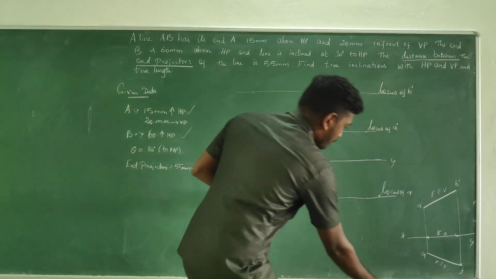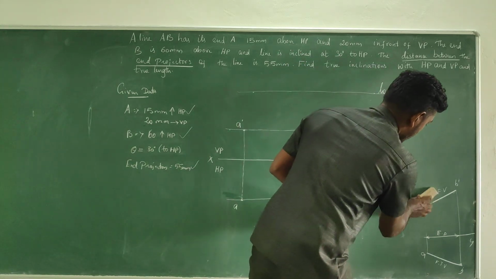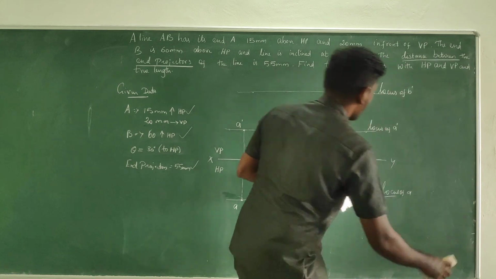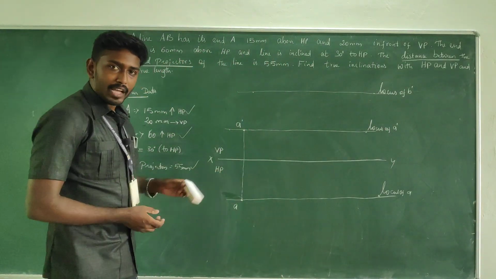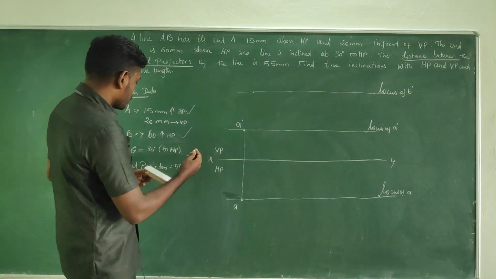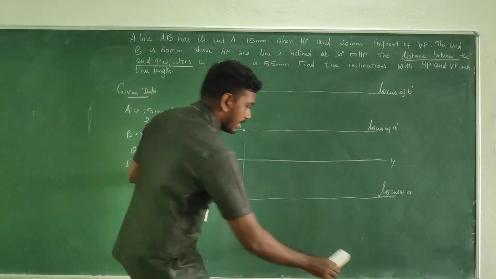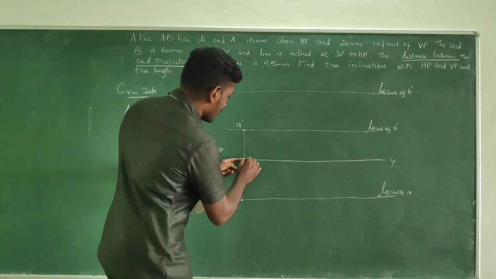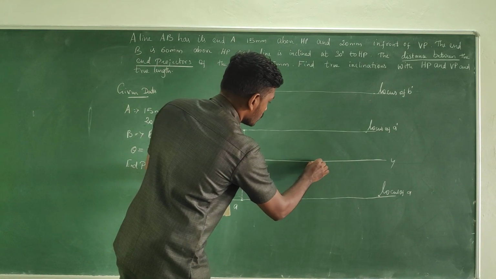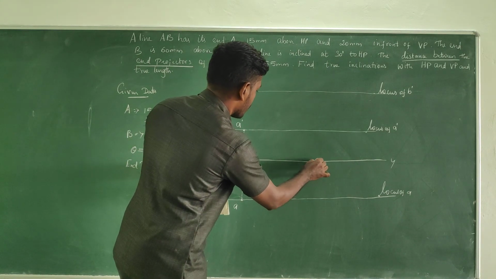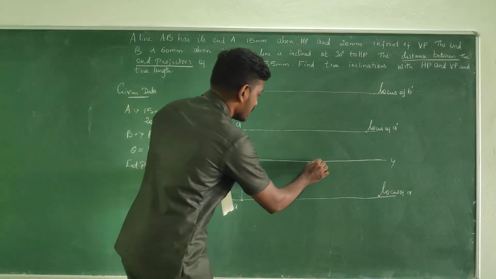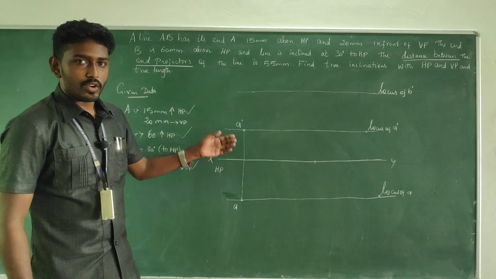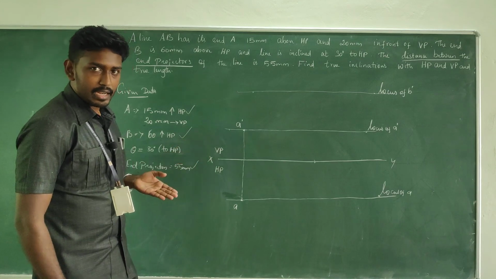This end projector distance is given in our question, so we have to take it. On the XY line, take your scale, keep it horizontal, and measure 55 mm. I am considering 55 approximately here. So this is my end projector point.